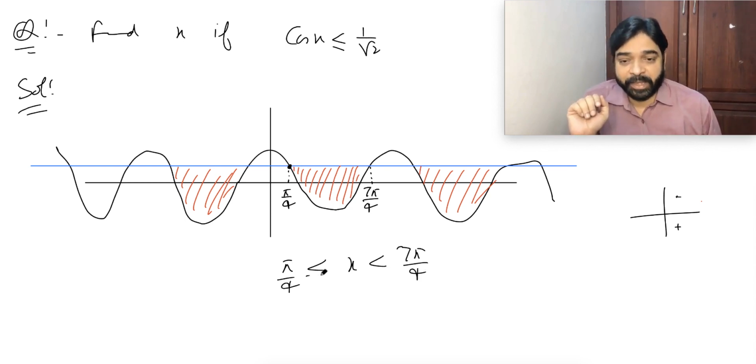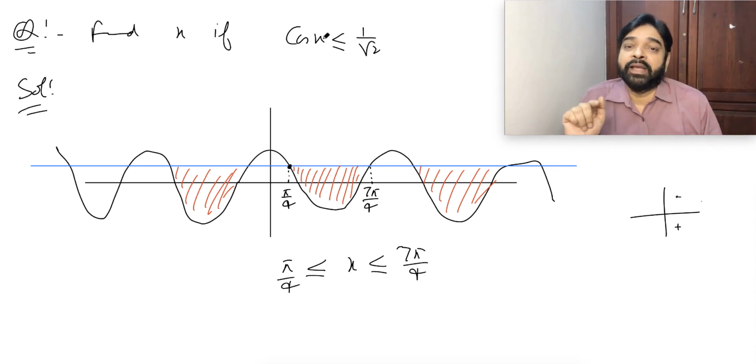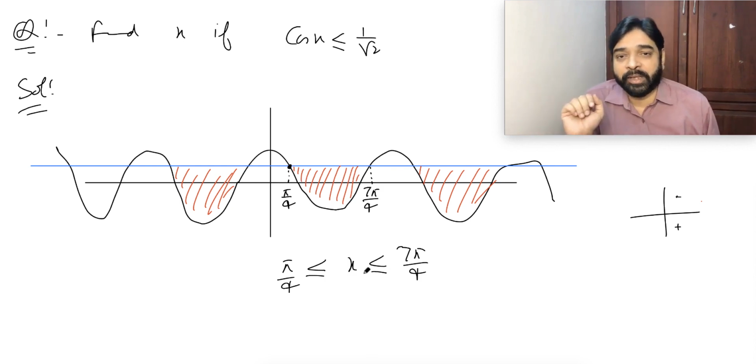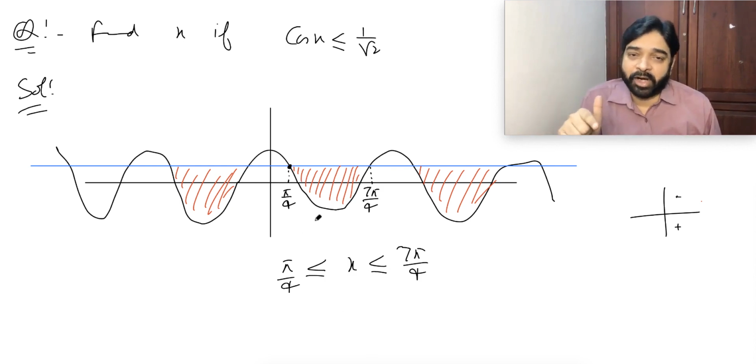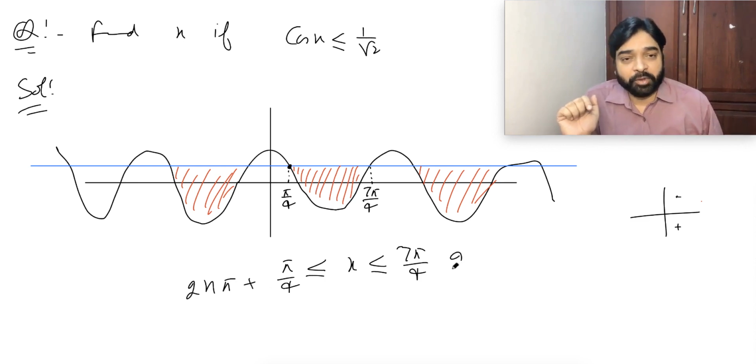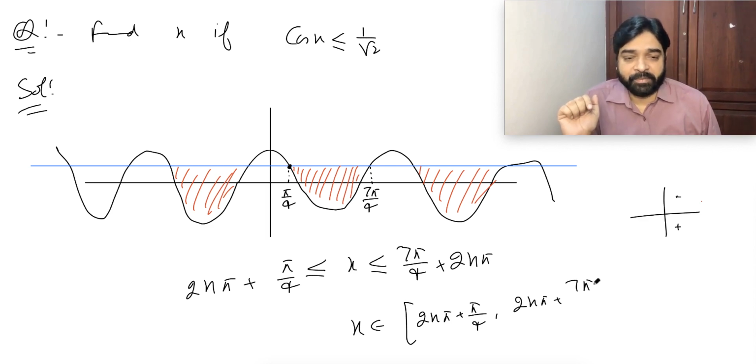But it will be equal here this time. Why? Because cos x is saying less than or equal to. So x will lie between C and D, with both included. And since it's a periodic function with period 2 pi, I will add 2n pi on both sides. So finally the answer will be the closed interval 2n pi plus pi by 4 to 2n pi plus 7 pi by 4.